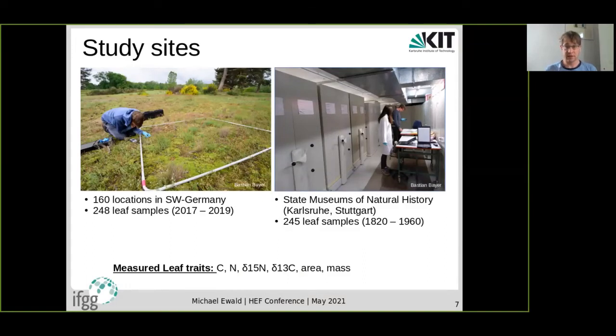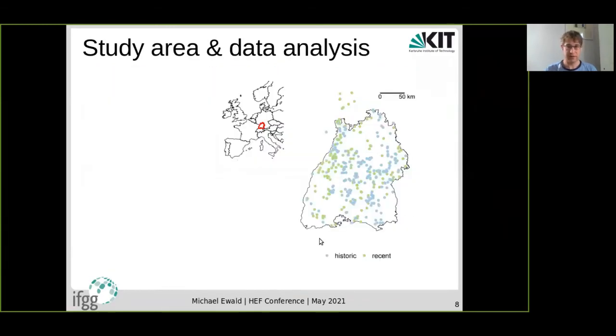And these samples were taken from herbarium specimens that dated back to the time period between 1820 and 1960. And from these leaves, we measured a bunch of traits that you can see here below. But as I already mentioned, we only looked at the nitrogen values and the area and the mass of the leaves.